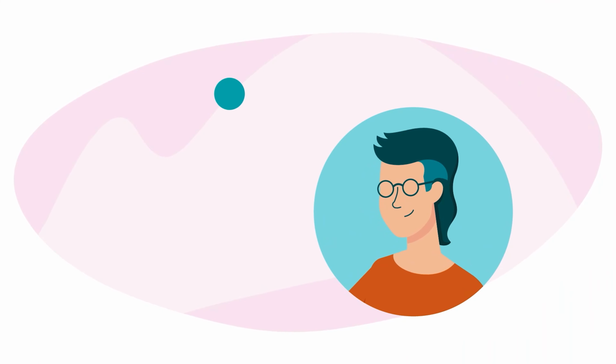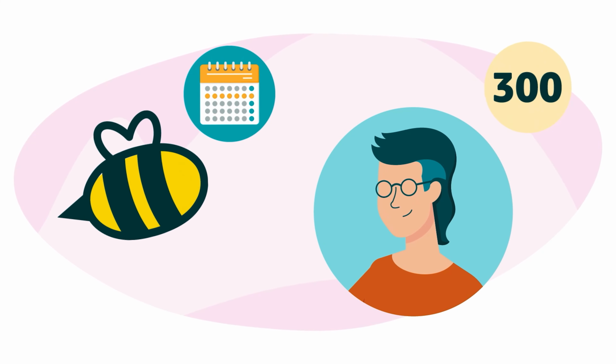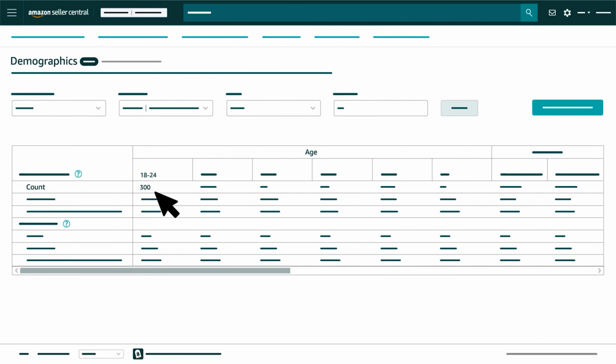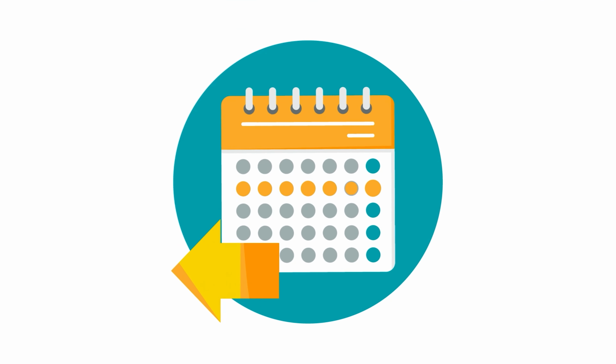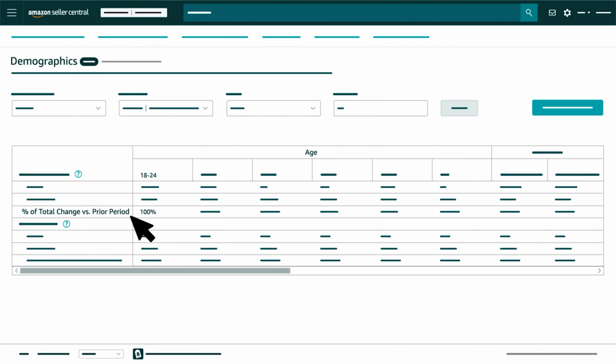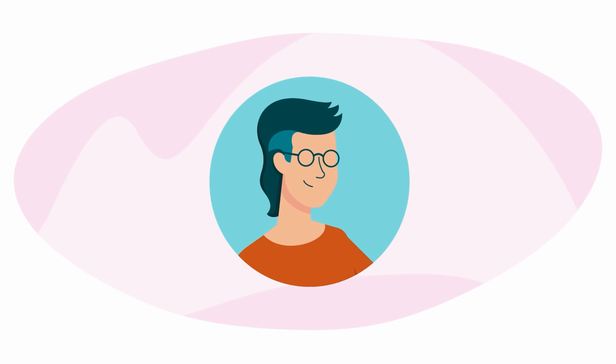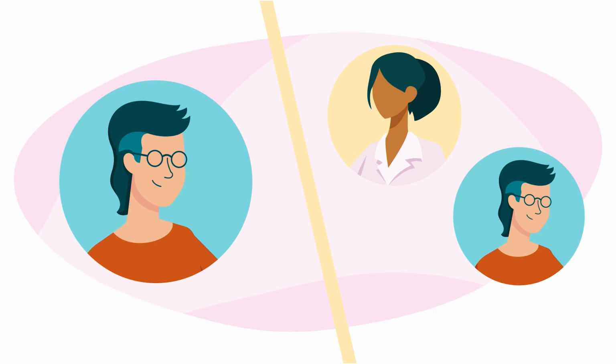For example, if in the current week your brand had 300 customers who were 18 to 24 years old and 1,000 total customers, the percentage of total for the segment would be 30%. If in the previous week your brand had 150 customers who were 18 to 24 years old, the percentage of total change versus prior period would be 100% because the number of customers in the segment had doubled from one week to the next.